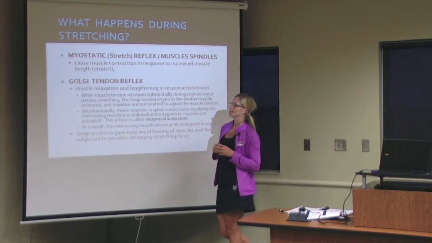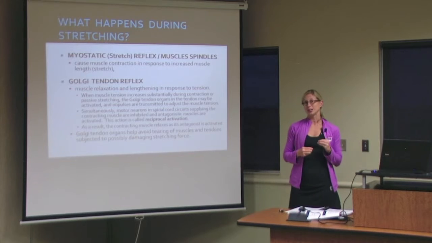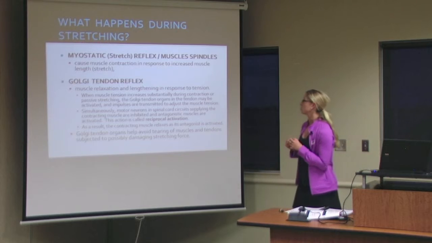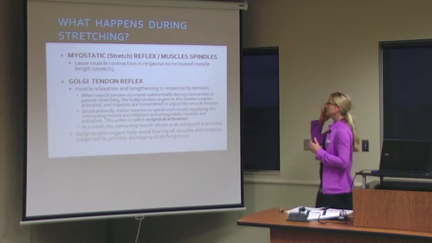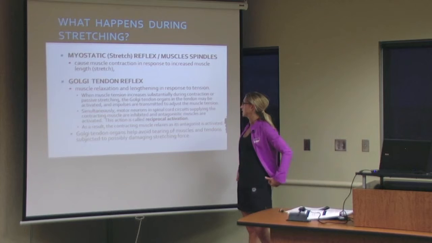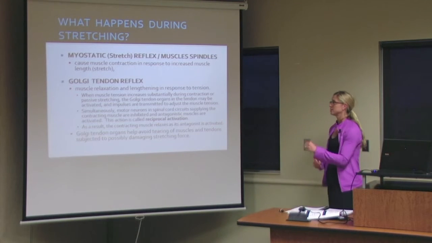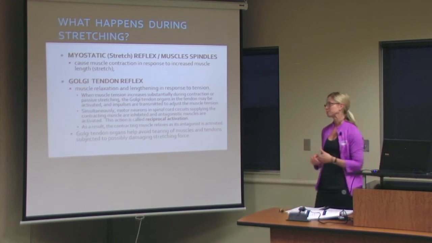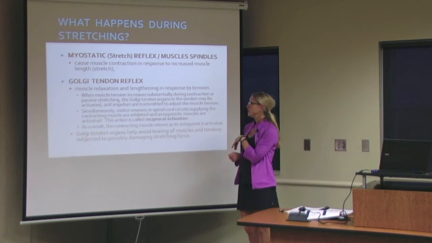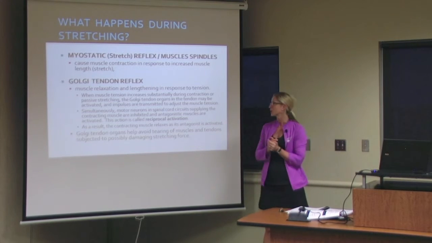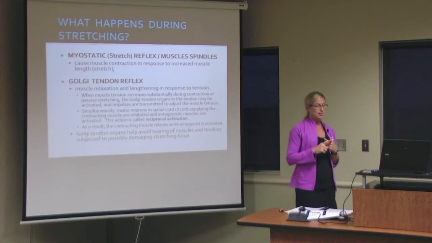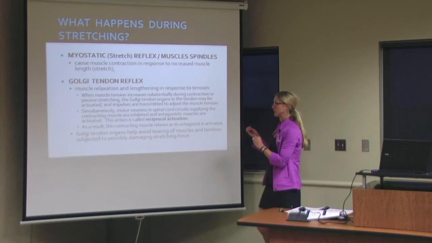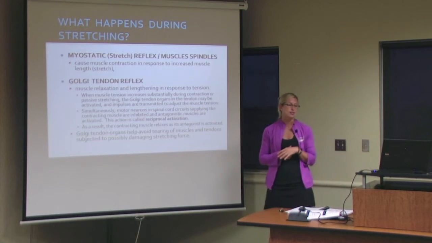In reverse, the Golgi tendon reflex, the muscle relaxation and lengthening is a response to tension. So you have muscle tension that's increasing during a contraction or passive stretching. Then the Golgi tendon organs, they're activated, they send impulses and adjust the muscle tension. As this is going on, then you're also looking at contracting muscles that are inhibited and antagonistic muscles that are activated. So you're looking at the reverse reaction. This is called a reciprocal activation.